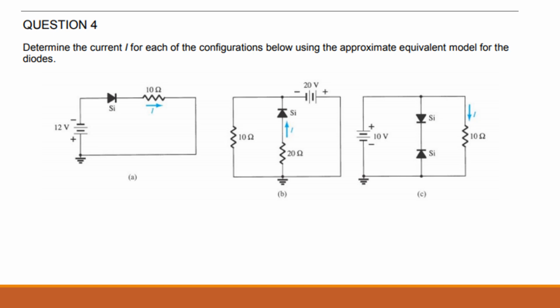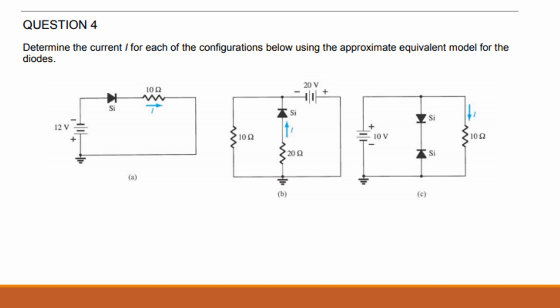Okay, so they are not saying ideal, they are saying approximate equivalent model. That means the diode, you consider it as silicon diode, and you need to use 0.7 volts for the voltage. Make sense? If they say ideal, only then it will be ideal. In all the situations where you have approximate equivalent or silicon diode or something like that, if you don't see the word ideal, then you have to consider it as 0.7.